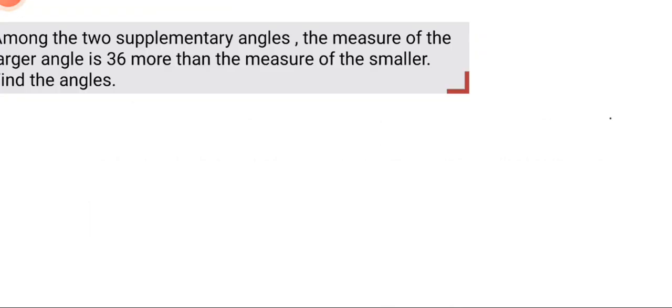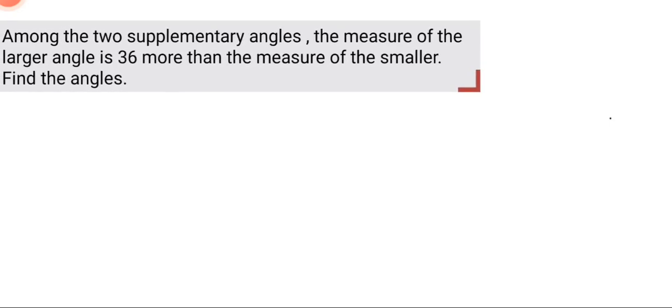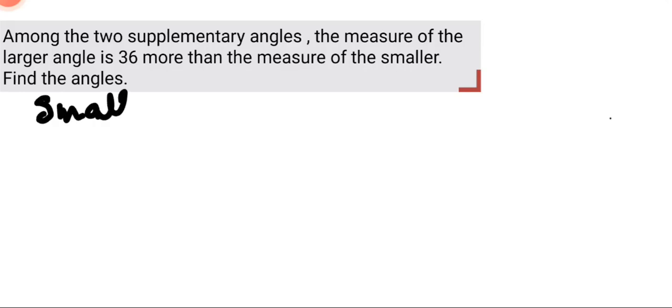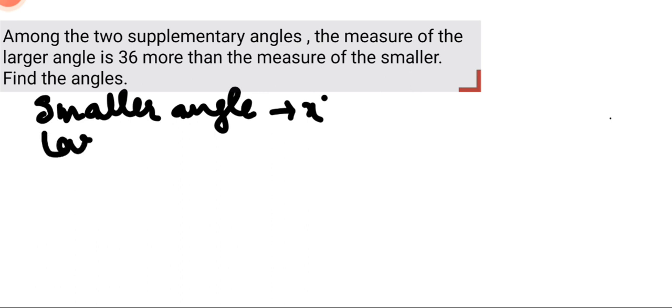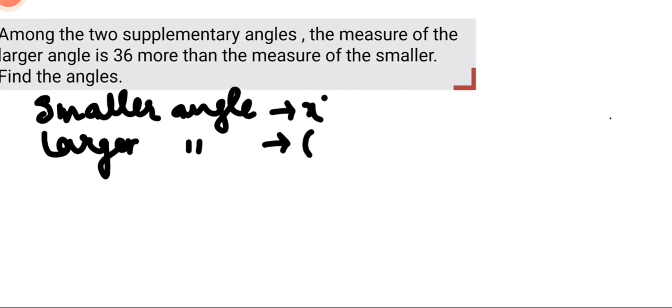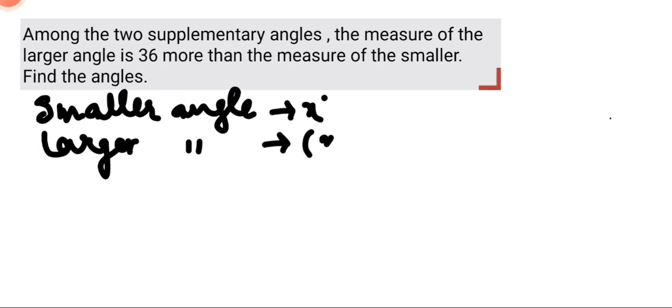Here, students, the first question is: among two supplementary angles, the measure of the larger angle is 36 degrees more than the measure of the smaller angle. Let us consider the smaller angle to be x degrees, and the larger angle, according to the question, is 36 degrees more than the smaller angle, that is x plus 36 degrees.